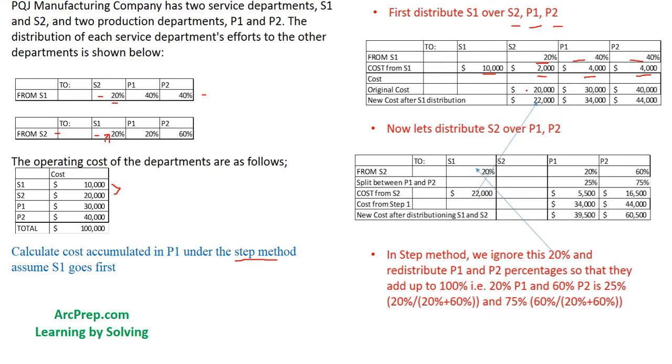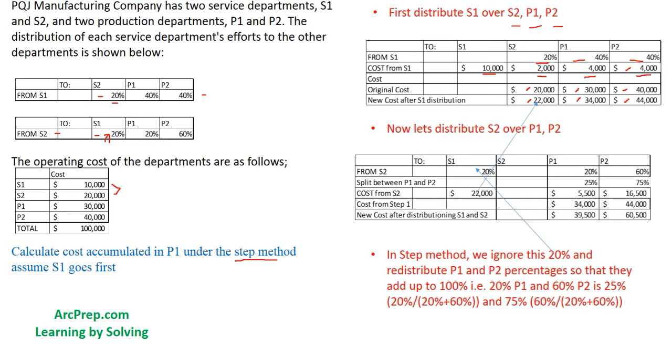Now the original cost of S2 was $20,000. With the redistribution of S1, now the new number is $22,000. Original cost for P1 was $30,000, it's now $34,000, and P2 was $40,000 plus $4,000. Now the new cost for P2 is $44,000. The reason it's called step method is we go step by step. First S1, and then we are going to calculate S2.